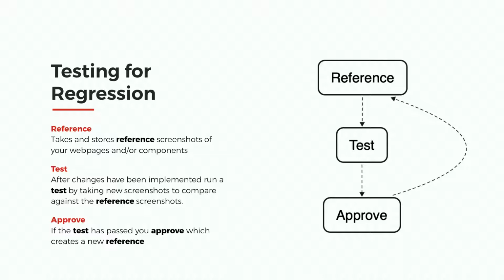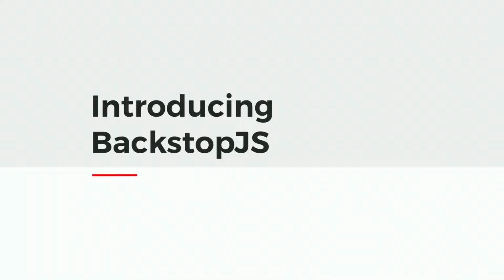So that takes the test and then creates it. That is now your baseline. That's your approved test. You have a new reference point. So really just think of that as you go through, and Backstop makes this really easy, with simple commands to get reference, test, and approve in place.